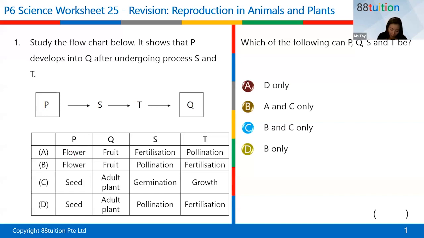So looking at the options, you have flower, fruit, seeds, adult plant, then you see the terms involved in the reproduction in plants: fertilization, pollination, germination, and then growth is another process. You should be quite familiar with all this. And the answer is definitely C. Why is it C? From the seed stage, it's going to germinate, and then after growing, it becomes the adult plant.